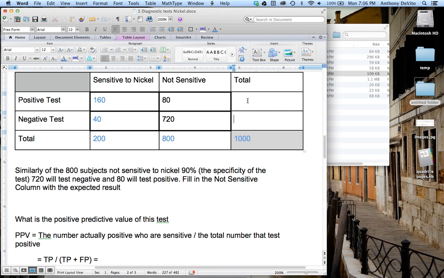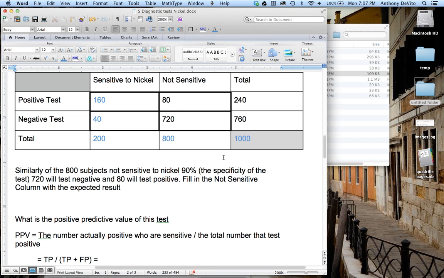So let's see, what's the total number of people out of this 1,000 that tested positive? 240, right? A little tricky, right? Once you get used to these tables, it'll be a lot less tricky. What's the total number of people that tested negative? 760. Good.